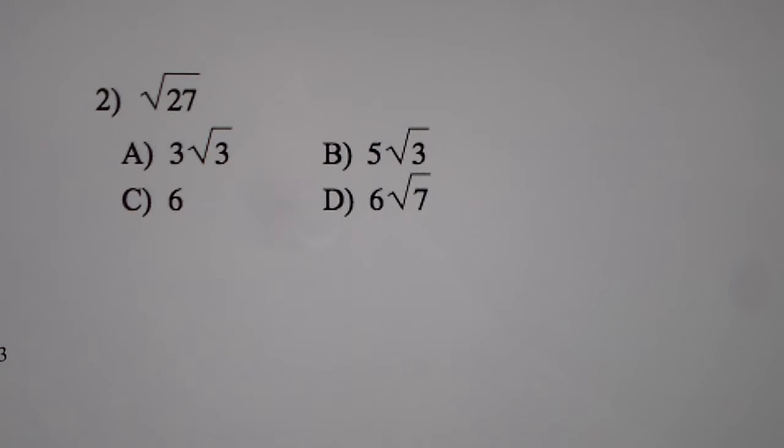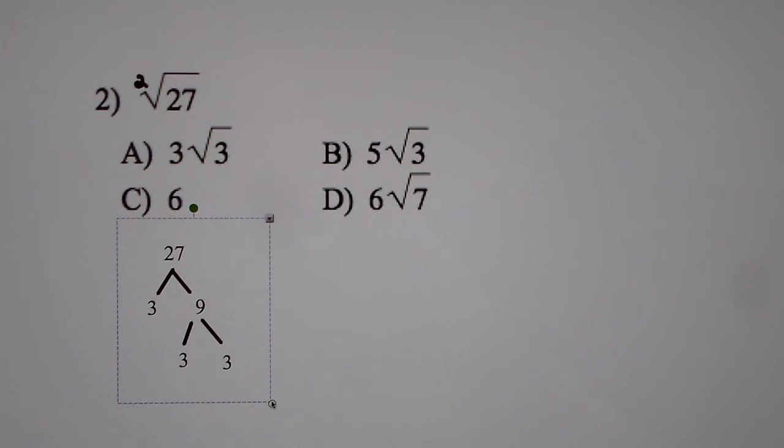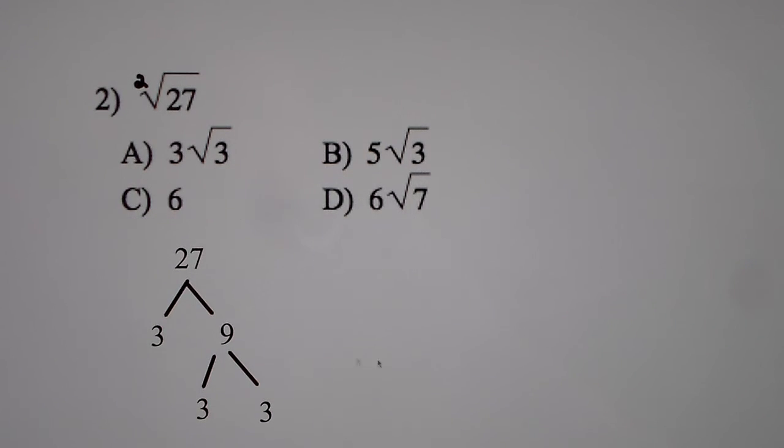Let's do a couple more. Here's problem number 2. We have the square root of 27. We got to simplify this radical. That square root has an imaginary 2. That means you need 2 of a kind in order to take numbers outside the radical. So I think of 27 and I break things down. I know 1 times 27 gets us 27. I know 3 times 9 gets us 27. So I write 3 and 9.